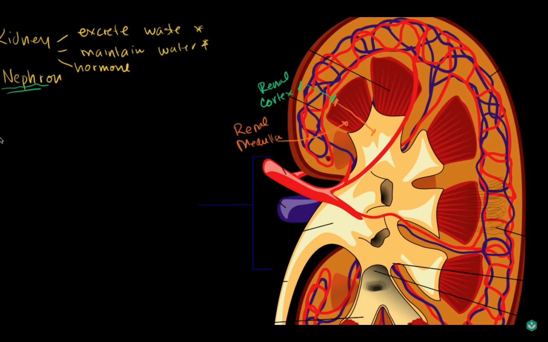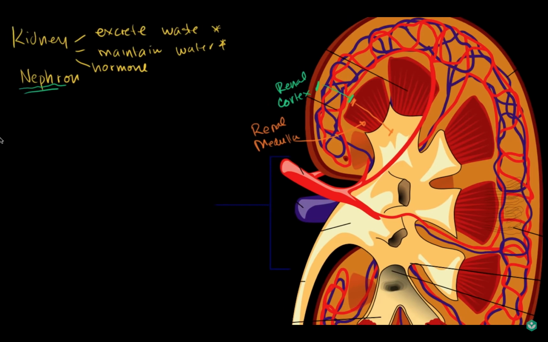So I've said before, and you might have heard it from other lectures or teachers, that the functional unit of the kidney is the nephron. The reason why it's called a functional unit, I'll put it in quotes, is because that's the level at which these two things are happening: the two major functions of the kidney, the waste excretion and the maintenance of the water level in our blood system.